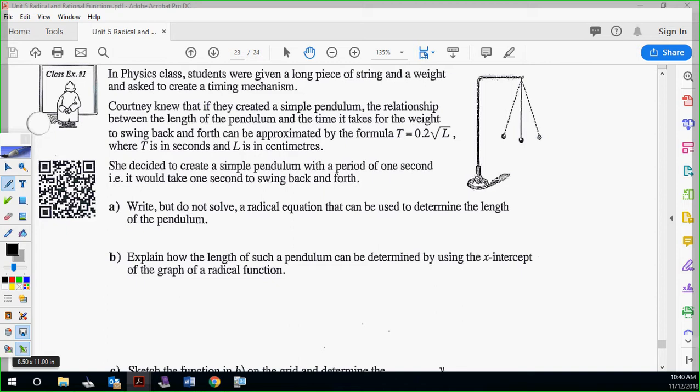So we know that her time is 1, so the equation would be 1 equals 0.2 square root L for the given time. Explain how the length of such a pendulum can be determined by using the x-intercept of the graph of the radical function. So what would that mean for the x-intercept?